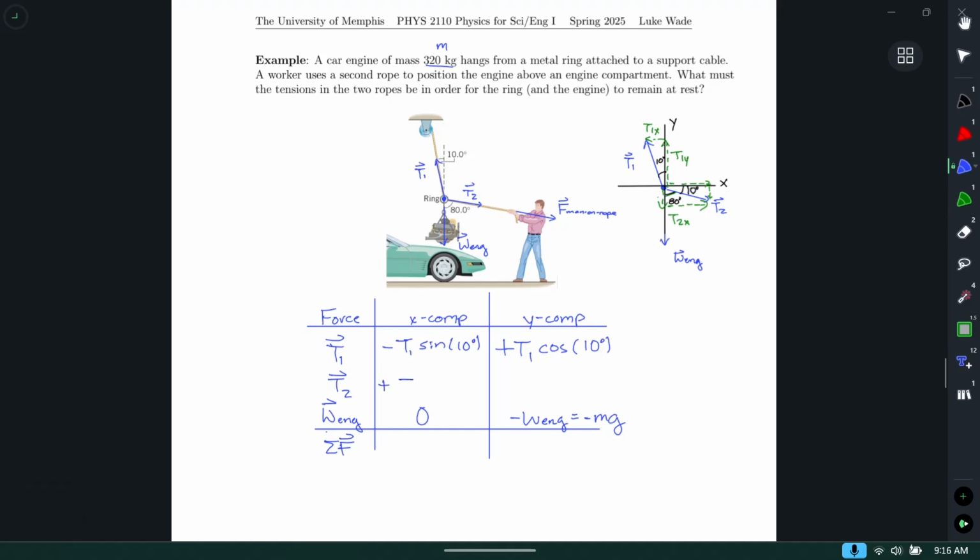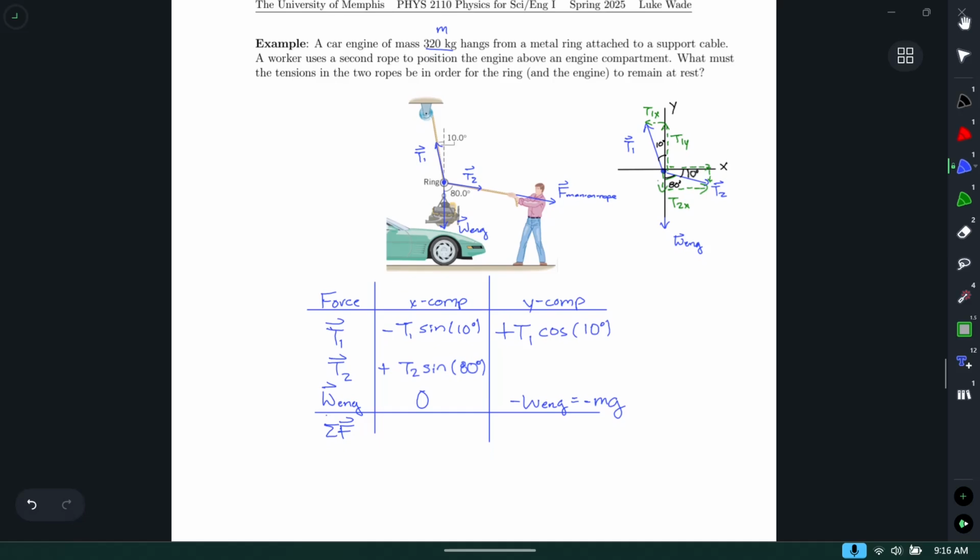I'll use the 80 degree angle just for the sake of it's easier to tell which angle we're dealing with if we don't have both being 10. But you're totally free to use the 10-degree angle and you'll get the exact same answers as me. And then T2 cosine 80.